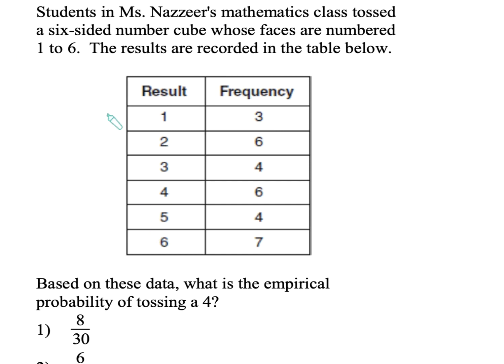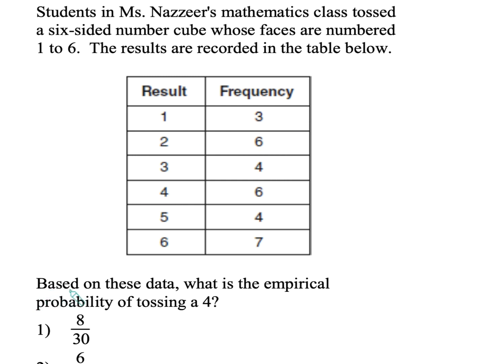So this question states, the students in Mrs. Nazir's mathematics class toss a 6-sided number cube whose faces are numbered 1 to 6. The results are recorded in the table below. So these are your results and these are your frequencies. What does this frequency mean? It means that when the student threw the cube and they got a 1, this occurred 3 times. When they threw it and they got a 2, this occurred 6 times. So that's all it means.